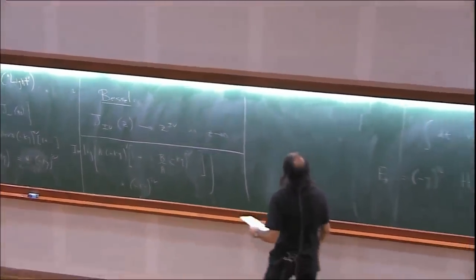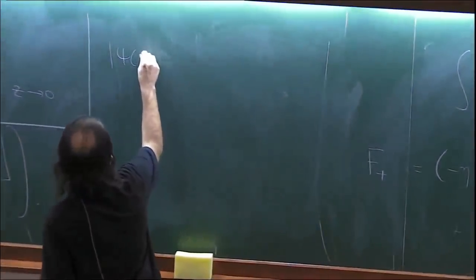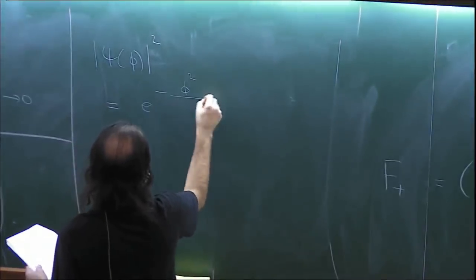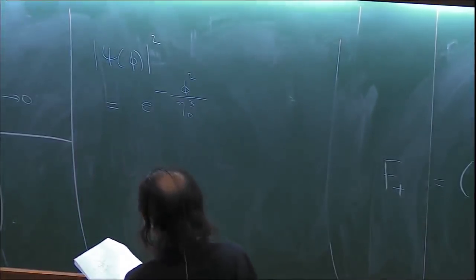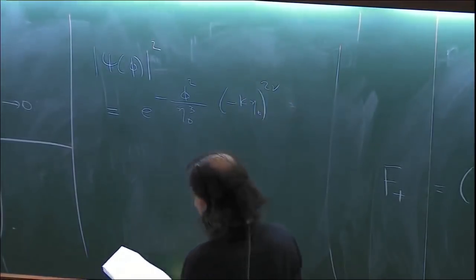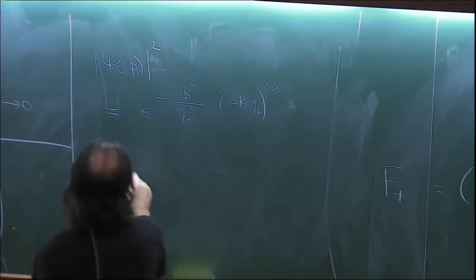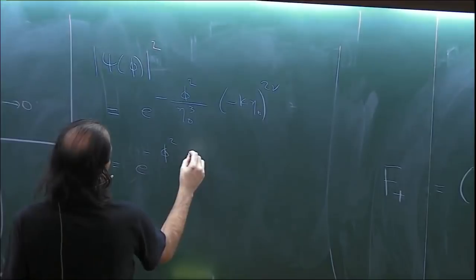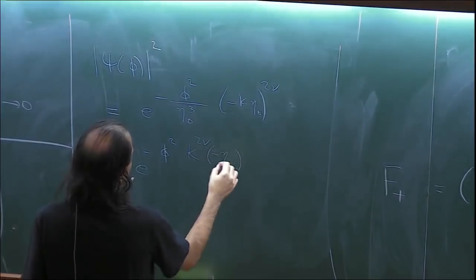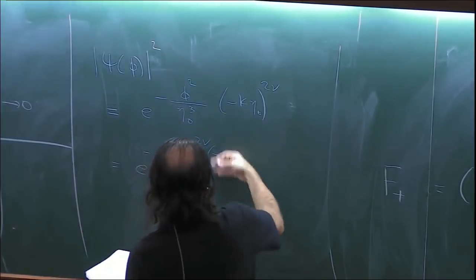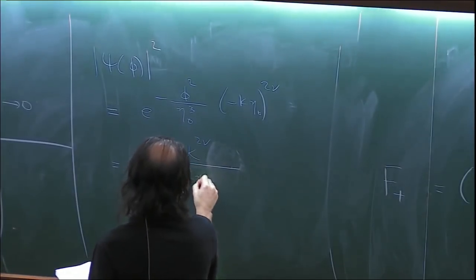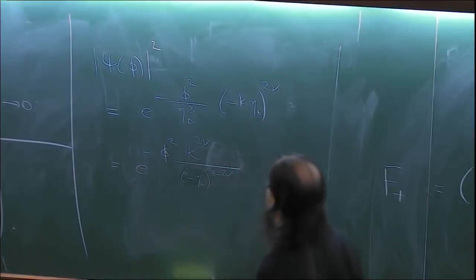So |psi|^2 is equal to e to the minus phi squared over eta naught cubed times (negative k eta naught) to the 2 nu, or e to the minus phi squared k to the 2 nu, eta naught to the negative (3 minus 2 nu). All right, beautiful.